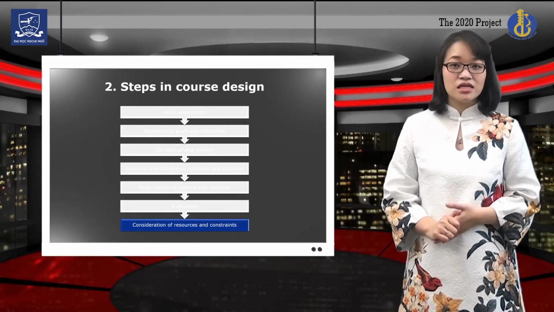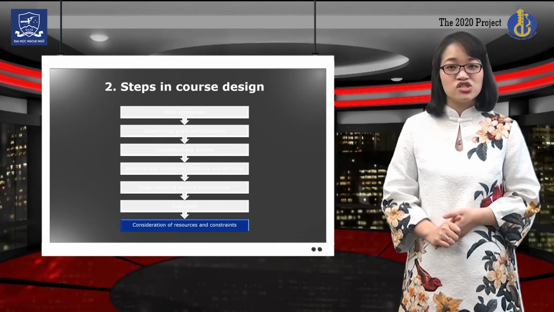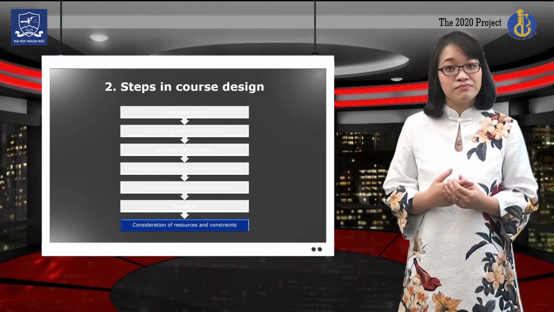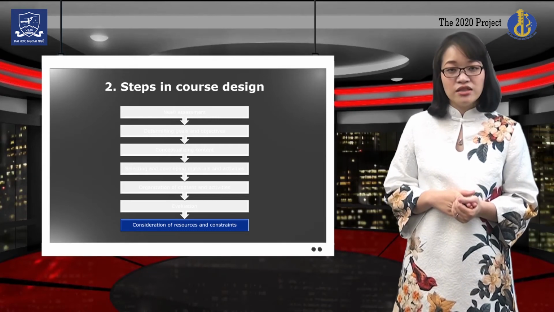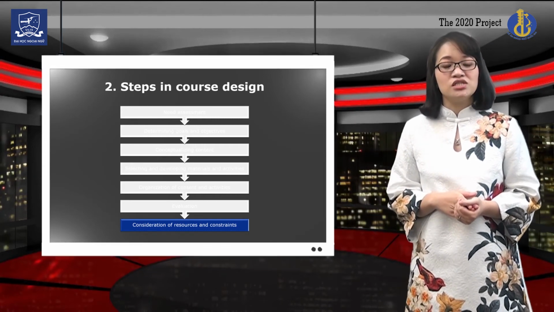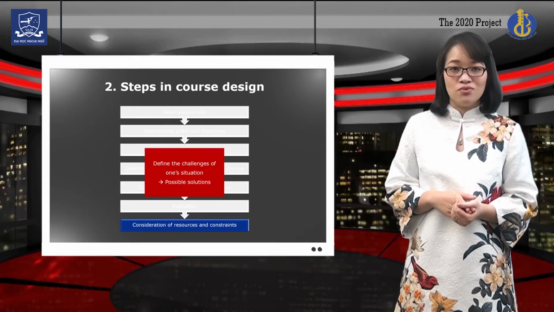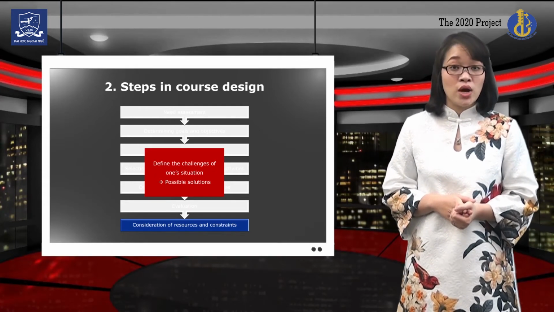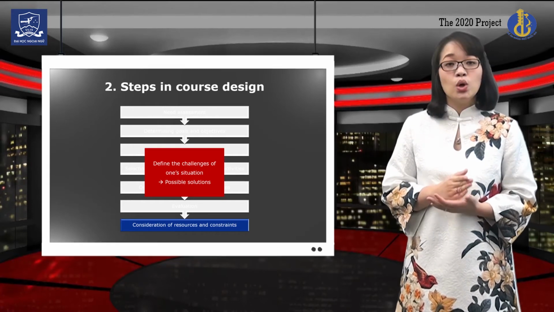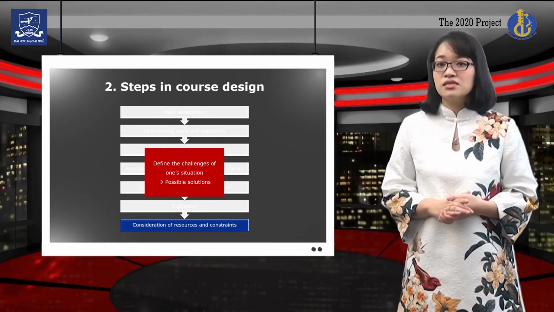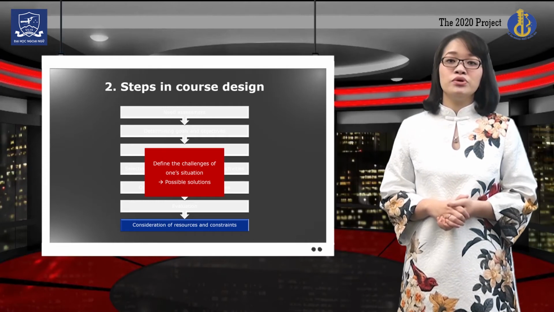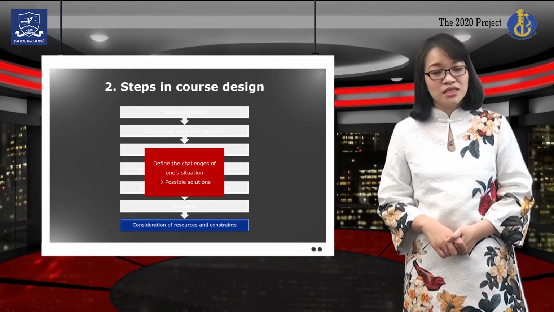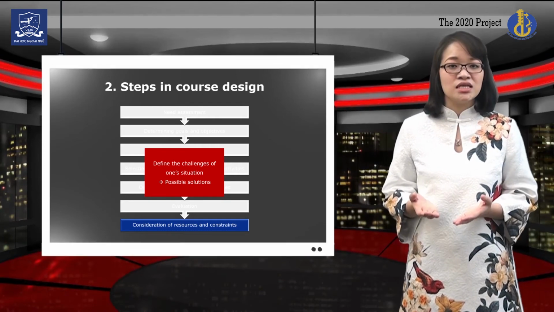The last step, consideration of resources and constraints, is referred to as problem-type. Defining the challenges of one situation to make decisions about what to do. The resources and constraints of one situation can take tangible or intangible forms, such as physical and material resources, the availability of technology, time limitation, kinds of activities, etc.